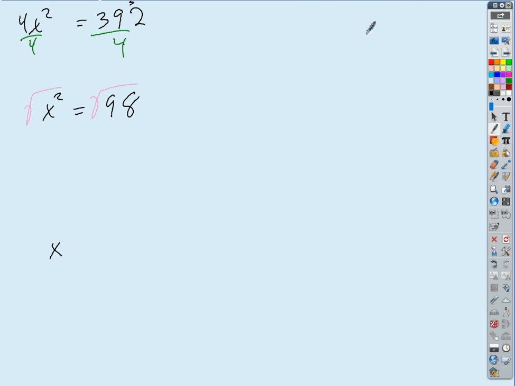I got to simplify the square root of 98. Let's make a factor tree. What's that? 2. What's 49? Okay, so I'm going to get a couple of 7s, single 2, right? So I know I'm going to get a 7 radical 2. Is that my answer?